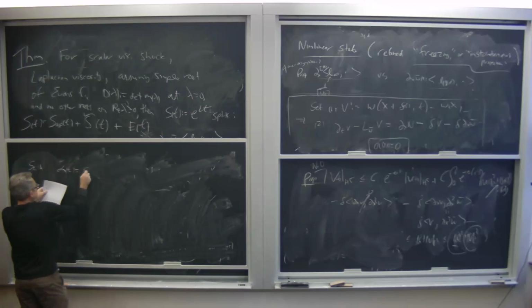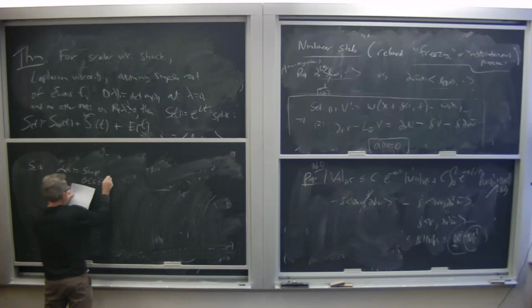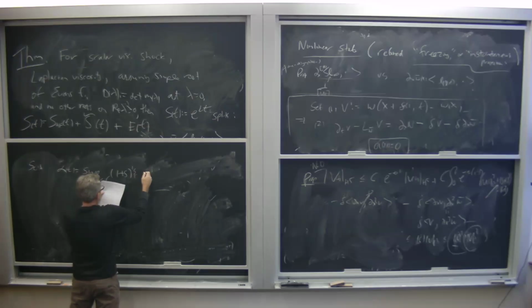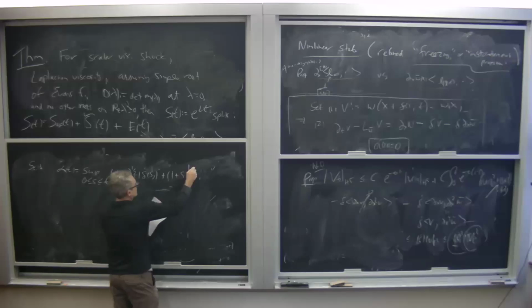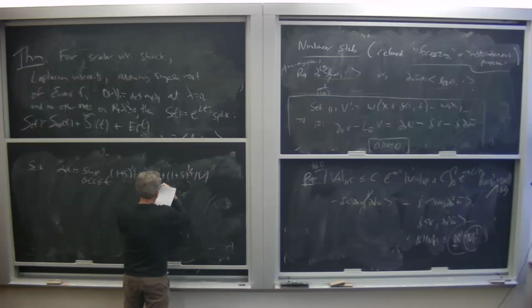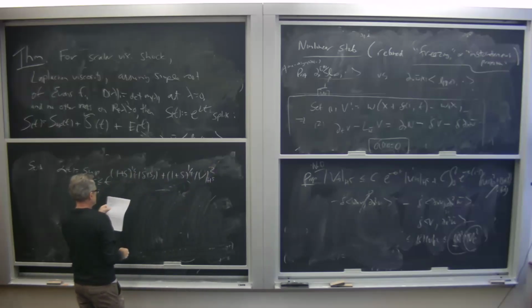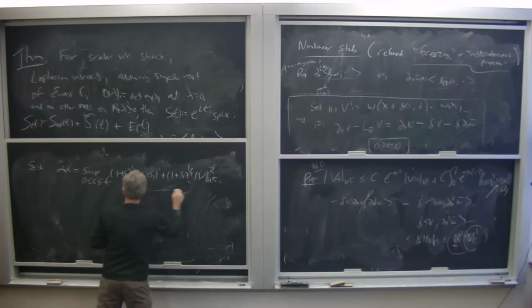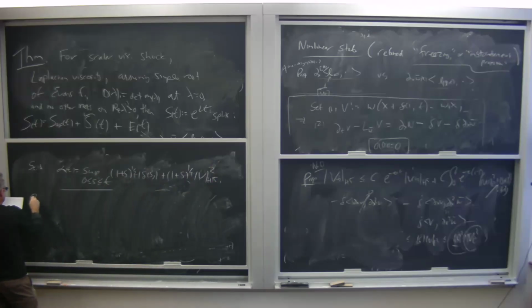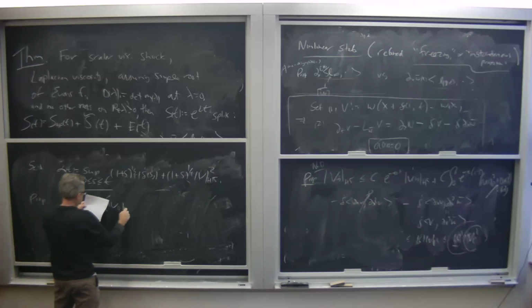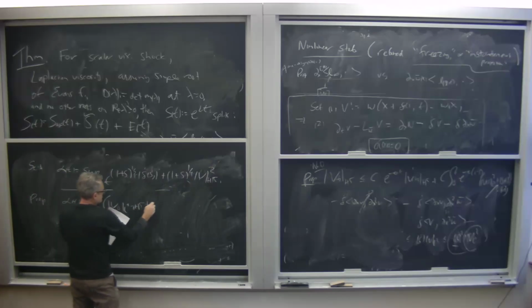So we set alpha of t equals sup over 0 less than or equal to s less than or equal to t of (1 plus s)^(1/2) delta dot of s plus (1 plus s)^(1/4) V in H^2, H^5. And we say that alpha of t will be less than or equal to a constant, V naught in L1 intersect H^5, plus alpha of t squared.